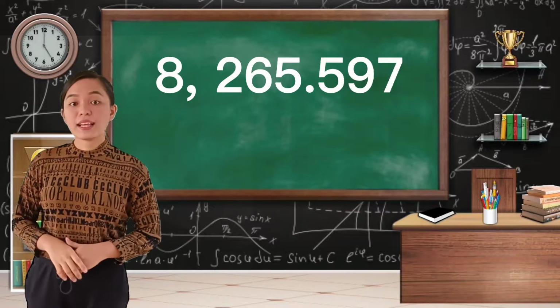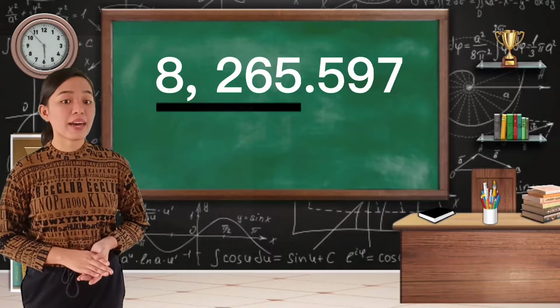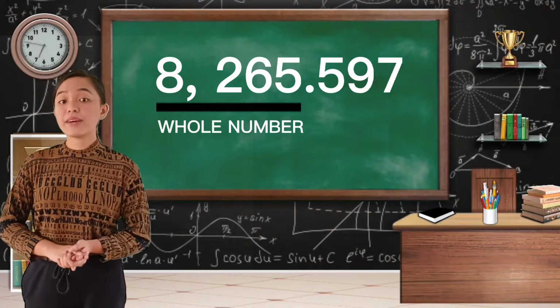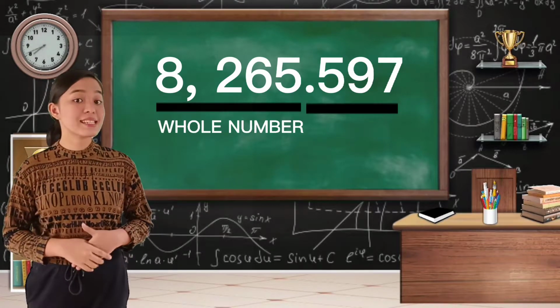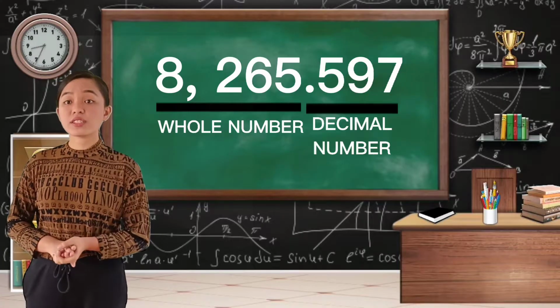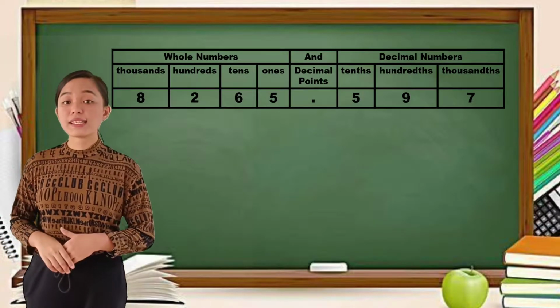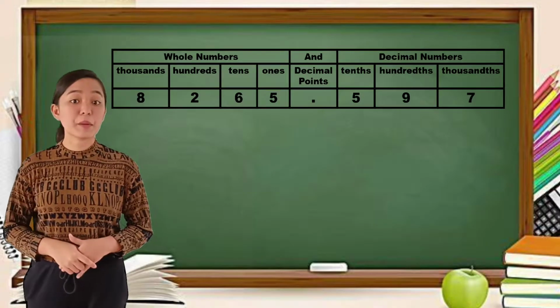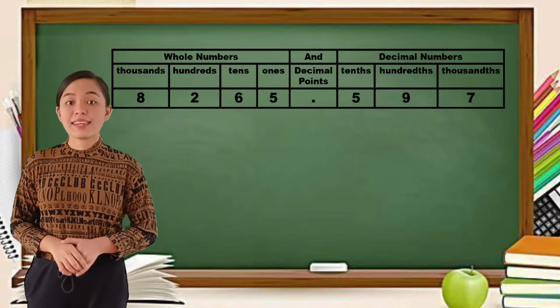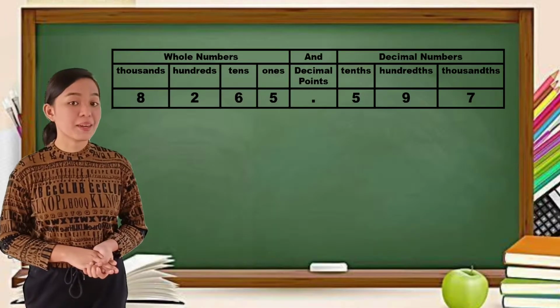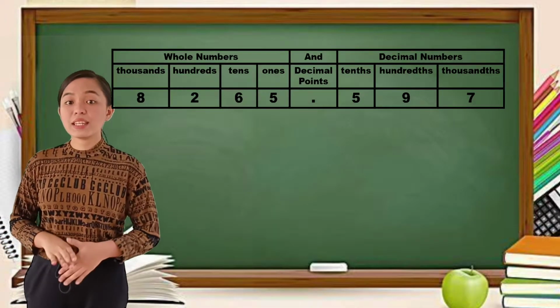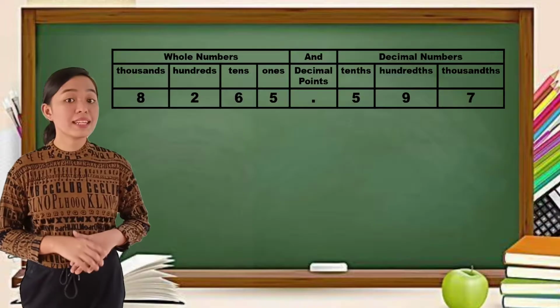In this example, 8,265 is a whole number and 597 is a decimal number. And for you to understand it clearly, I made you this table so that it would be easier for you to read and write decimal numbers. Now, what have you observed from the table? What is the difference between a whole number and a decimal number?